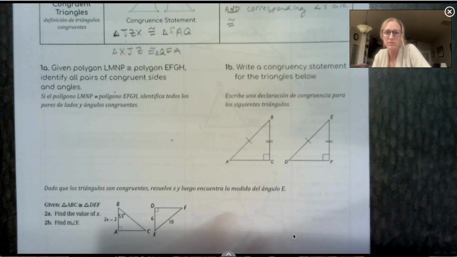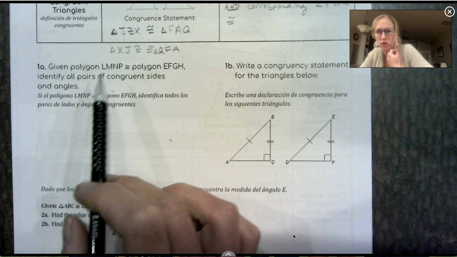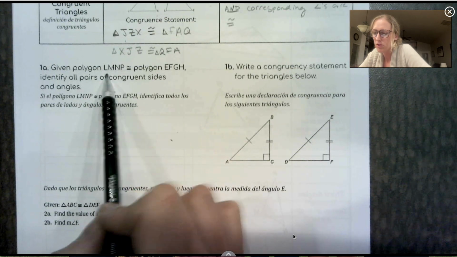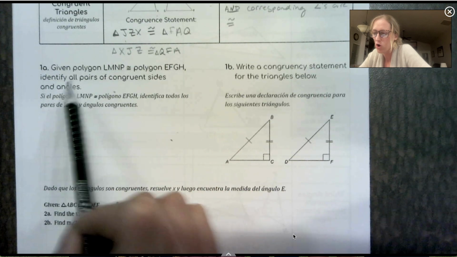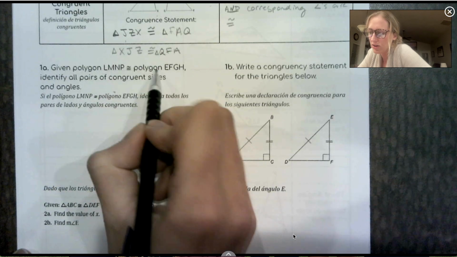Okay, last piece of the video, you guys. We got a couple examples. Given the polygon, which is just another word for shape or a figure that has sides and angles. So they're telling me that this polygon is congruent to this polygon. I identify all pairs of congruent sides and congruent angles. So do you see how the letters line up?